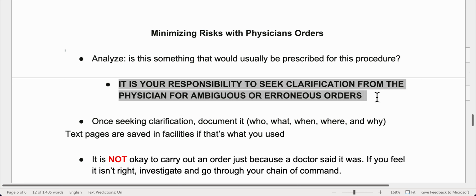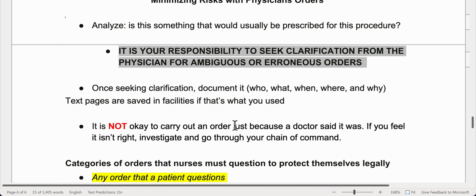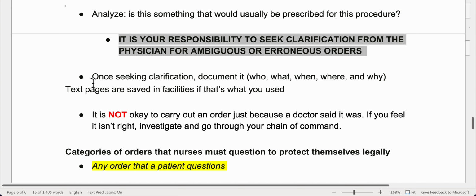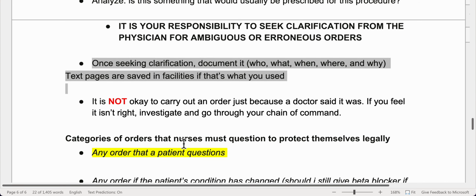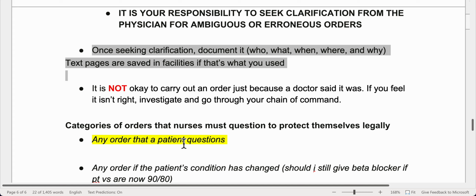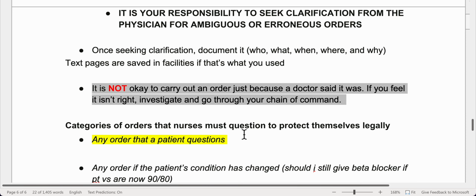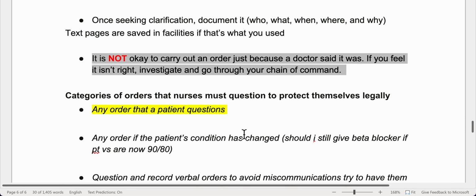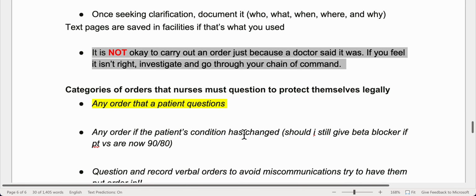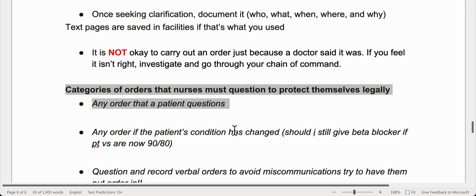Minimizing risks with physician's orders. Analyze: is this something that would usually be prescribed for this procedure? It is your responsibility to seek clarification from the physician for ambiguous or erroneous orders. Once you seek clarification, document it: who, what, when, where, and why. Text pages are saved in facilities if that's what you used. It is not okay to carry out an order just because a doctor said it was. If you feel it isn't right, investigate and go through your chain of command.